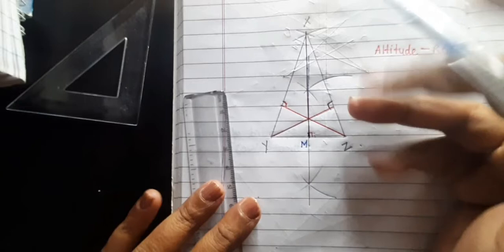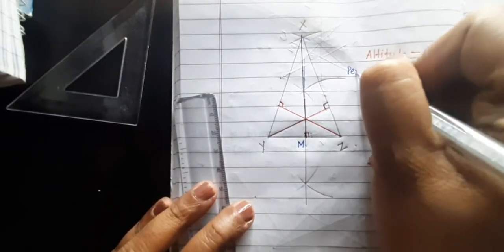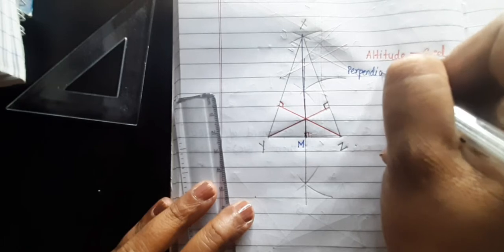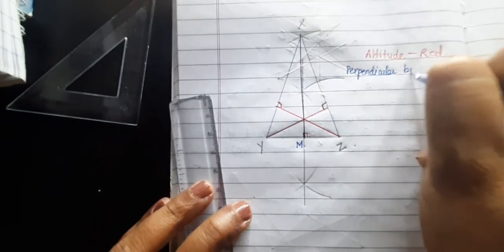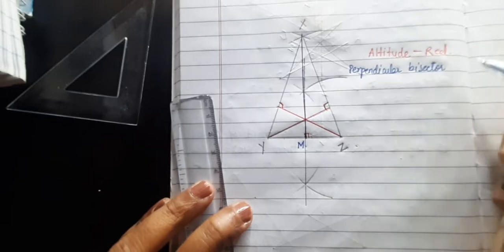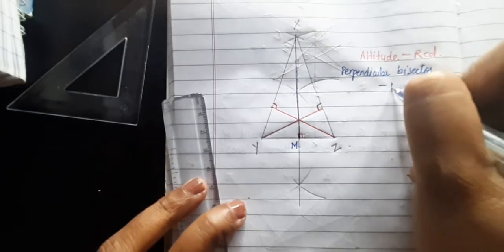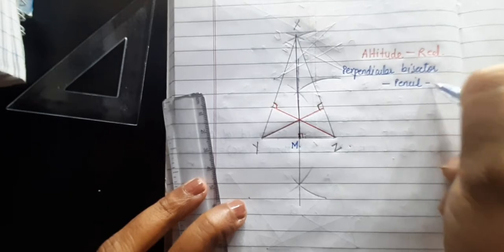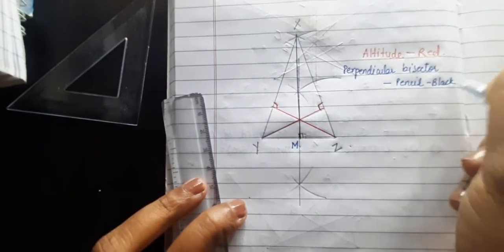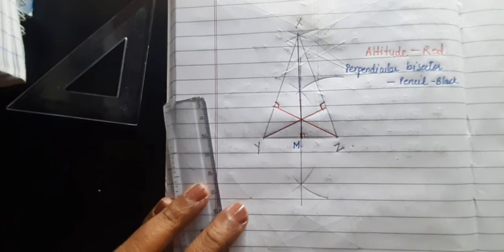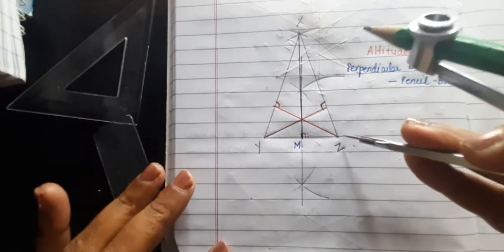Right? The perpendicular bisector by pencil I have drawn, black in color, right? And the one I have completed, the other one I'll do now. More than half, as I have told you. So here and on the other side, like this somewhat.